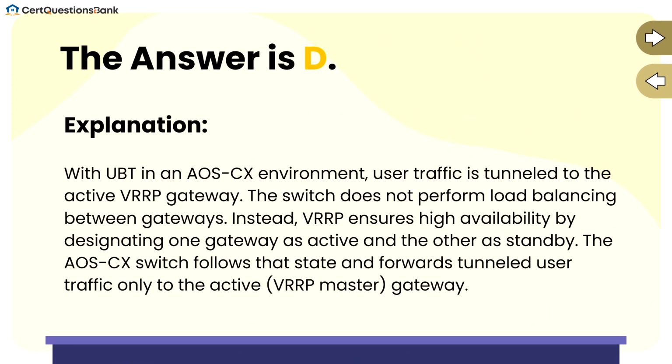The answer is D. With UBT in an AOS-CX environment, user traffic is tunneled to the active VRRP gateway. The switch does not perform load balancing between gateways. Instead, VRRP ensures high availability by designating one gateway as active and the other as standby. The AOS-CX switch follows that state and forwards tunneled user traffic only to the active VRRP master gateway.